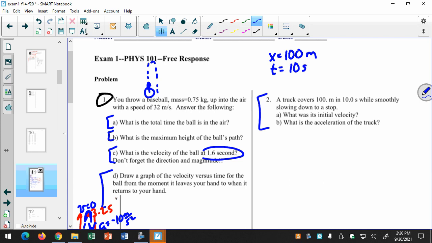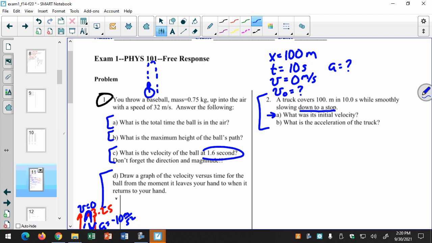And this is where you need to think, okay, what's going on here? It's slowing down to a stop. That means that my final velocity is equal to 0 because it's coming to a stop. And my initial velocity, well, I don't know that. In fact, that is the first question. What is my initial velocity? And then finally, what is the acceleration? I need to know the acceleration. Okay, so I do know x, t, and v, but I don't know a and v naught.